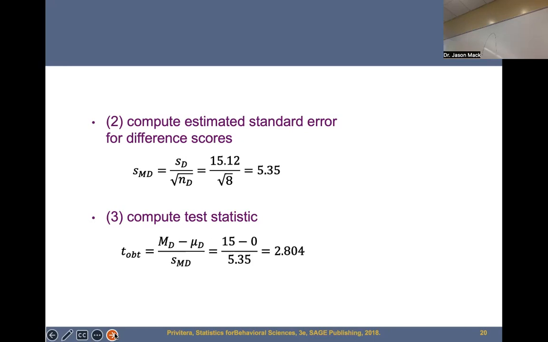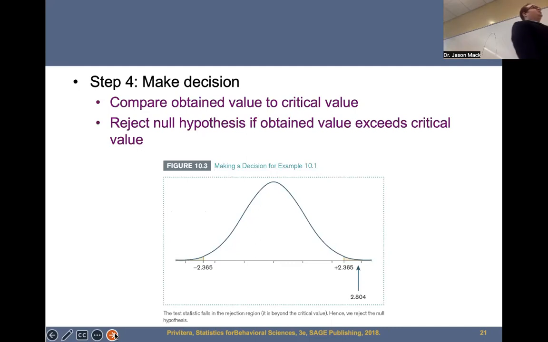So then we're going to make a decision to retain or reject the null hypothesis. And we're going to reject it because it's outside of that 2.365 that we found earlier. So that's the t statistic versus the t obtained value, just like the z statistic versus the z obtained value.